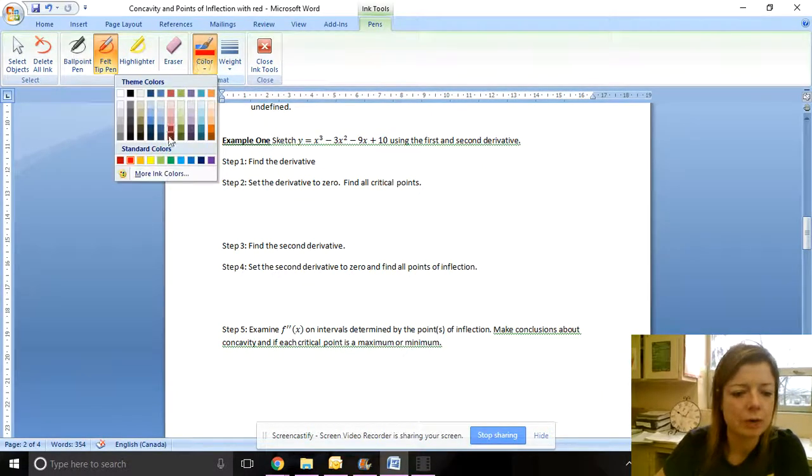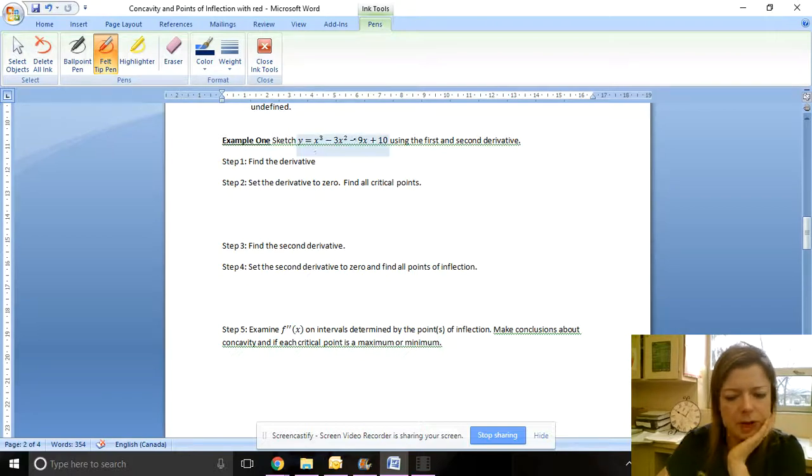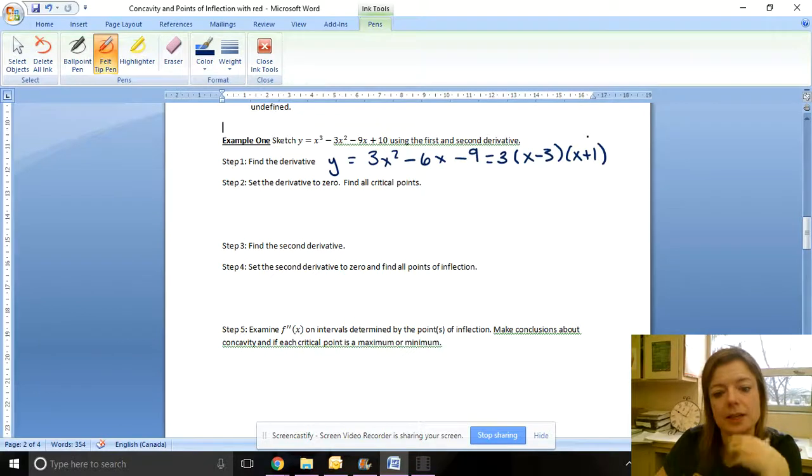If you want to take note of the time of the video, this is where we start with the examples. We're going to sketch this cubic using our first and second derivative. The first thing you want to do is find the derivative. So we get 3x squared minus 6x minus 9. I'm going to factor that, so common factor out a 3. After you do that, you can find the factors of x minus 3 and x plus 1. I just skipped a step for simplicity here.